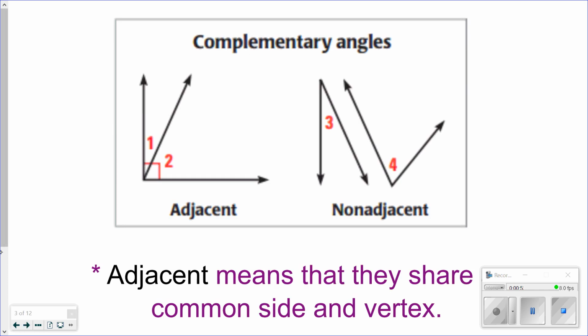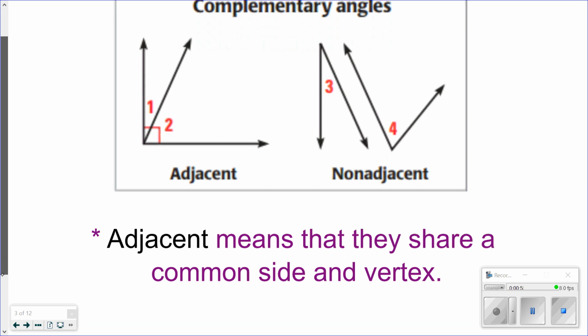Here's a little bit more about complementary angles. Here are some examples. We see that angle 1 and 2 create a 90-degree angle when you push them together. So that's how we know that they are complementary. Adjacent means that they share a common side and a vertex. So for our first example, they are adjacent because they are connected. In the second example with angles 3 and 4, they are non-adjacent. They are not touching.